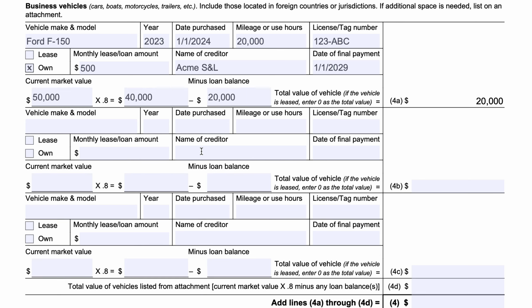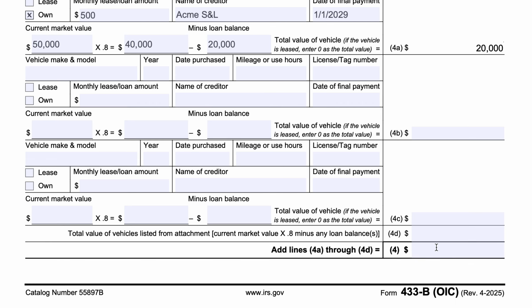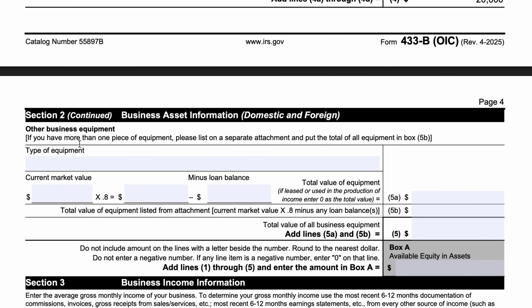So you can do this for 2-3 more vehicles. If you needed to attach additional documentation, you can always do that. So we're just going to go to $20,000 right here. And then if you have other equipment, you would put in the type of equipment, do the same calculation. Let's just say that we're going to skip this because there's no real value here and they don't really have a lot of equipment. But you would put in a list of equipment, and then you would take the current market value minus any loans, and you would attach the value of all the equipment there.